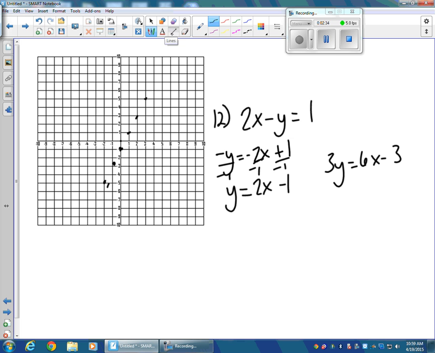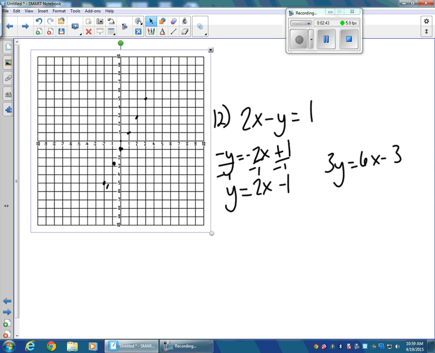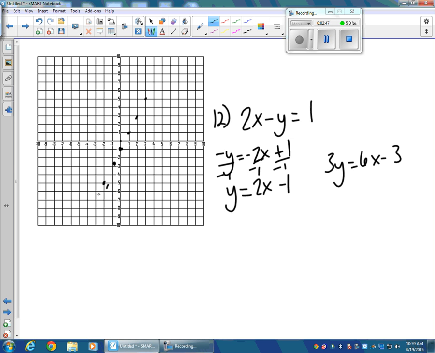And let's see, maybe I can get a line. Nope, not working. Okay, this line that goes through here. So just imagine that there's a line. If I try to draw it, it's going to be all kinds of crooked, but I'm going to try. Okay.